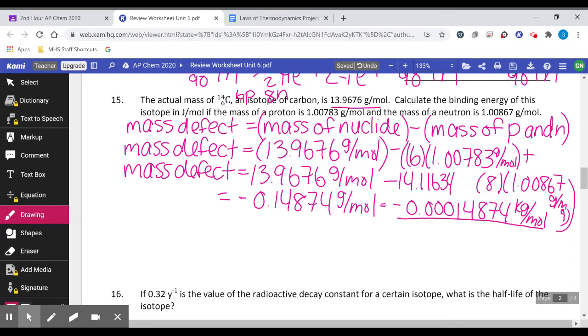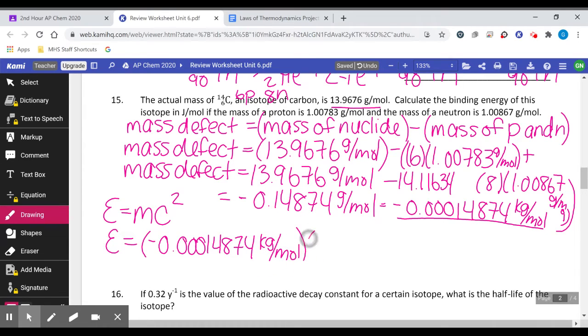the binding energy. To calculate binding energy, we know E, the binding energy, is equal to mass times the speed of light squared. We're substituting that mass defect in for m. So E is equal to the mass in kilograms per mole times the speed of light, and then we must square that. The speed of light is 3.00 times 10 to the 8 meters per second, and we're squaring that.